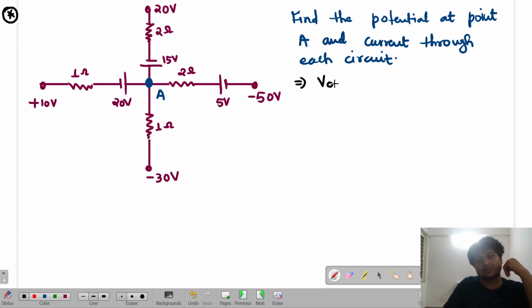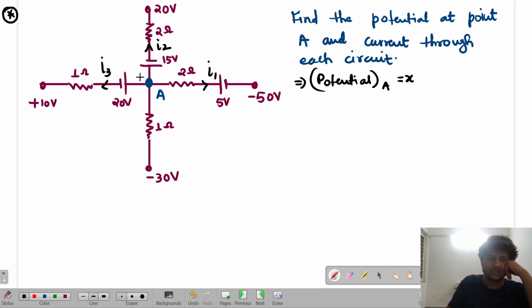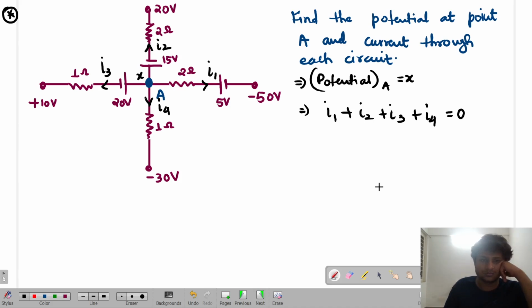Potential at A, and consider the currents like I1, I2, I3 and I4. You know that at any junction, these are all outgoing currents. So I1 plus I2 plus I3 plus I4 is equal to how much? 0, isn't it? Yes. So I1 plus I2 plus I3 plus I4 is equal to 0.